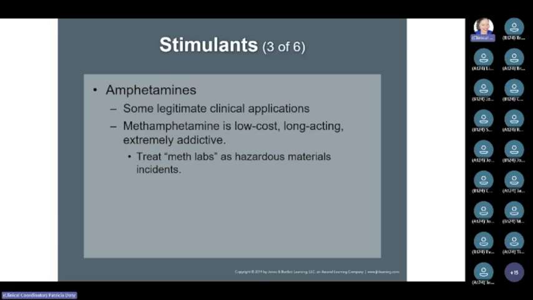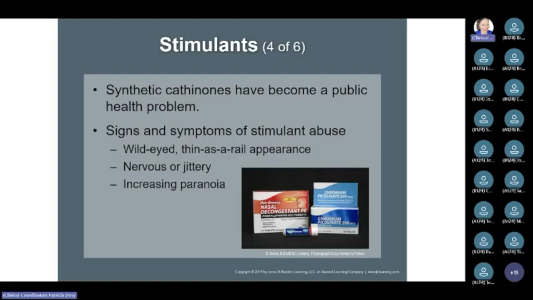But it does have other legitimate clinical applications: nasal decongestion, diet pills, drugs for narcolepsy, and of course, for our ADHDers like me. But you also have to remember that people that do have ADHD may take more than one or two, and they can have an overdose of stimulants as well. Synthetic cathinones have become a public health problem over here. These are called things like blaze, bath salts, things of that nature. I know you guys have heard of bath salts.